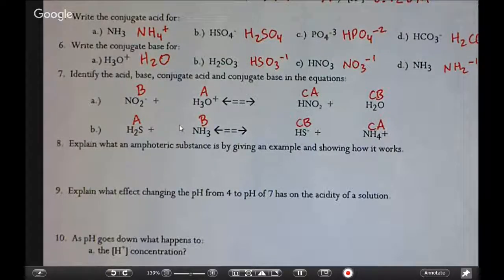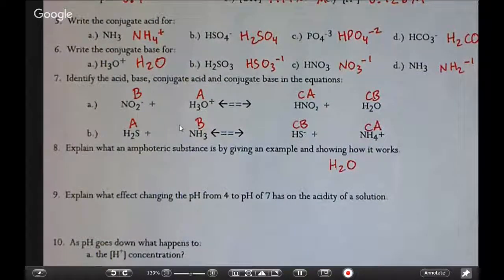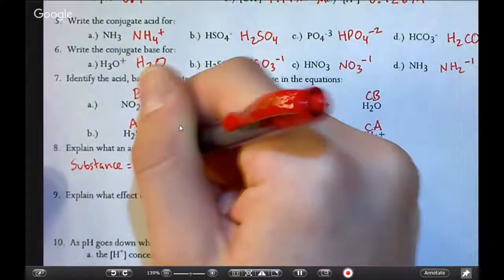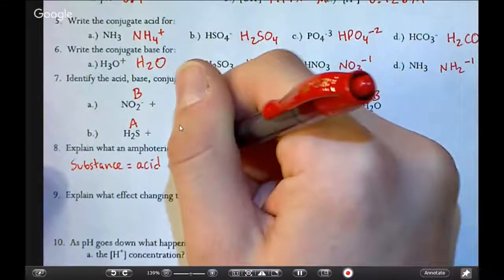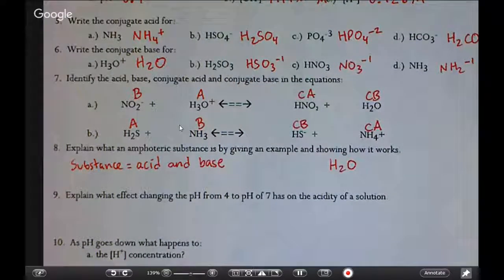Okay. For 8, explain what an amphoteric substance is by giving an example and showing how it works. So what is an amphoteric substance again? So an example would be water. So what does amphoteric mean? This is that thing where it can act as like an acid and a base. Yep. So a substance can act as an acid and a base. It's not going to act as both at the same time. It depends on the context of the reaction it's in.